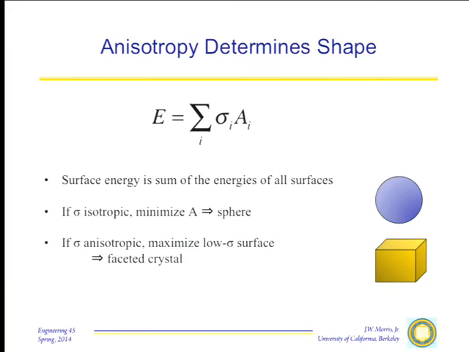In rock salt, you wind up with a cube. A cube looks something like this. It's bounded by low tension surfaces. And the anisotropy of the surface tension is such that you can accept a much larger area so long as that area is associated with low energy surfaces.